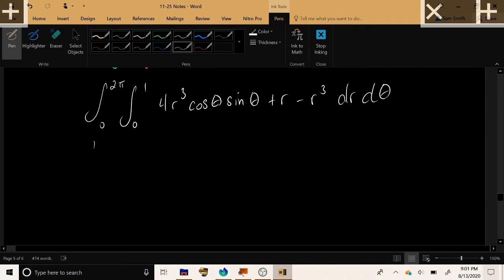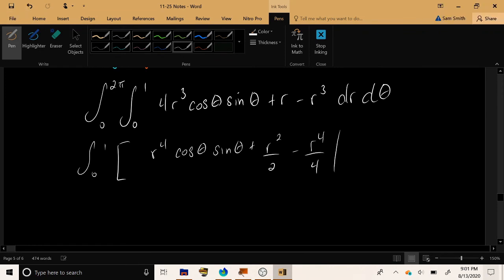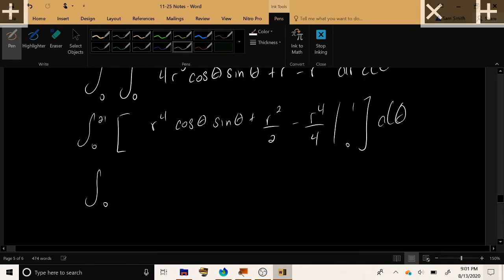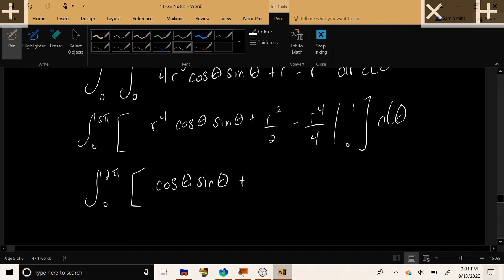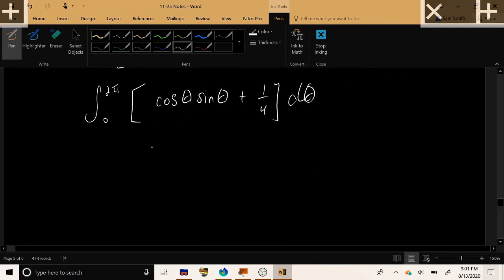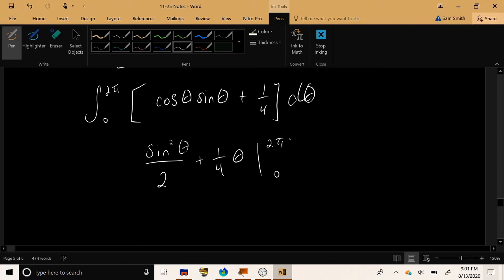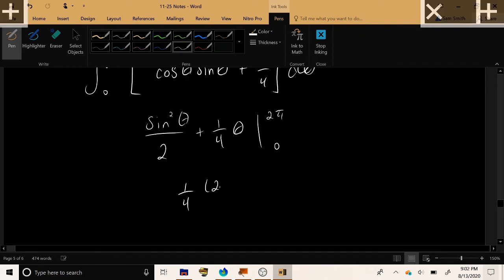Now integrating with respect to r, I get r to the 4th power cosine theta sine theta plus r squared over 2 minus r to the 4th power over 4. And plugging in those limits now gives me the integral from 0 to 2 pi of cos theta sine theta plus 1/2 minus 1/4, which is 1/4. Finally, integrating with respect to theta, if I use a u substitution, I get sine squared theta over 2 plus 1/4 theta evaluated from 0 to 2 pi, which works out to be 1/4 times 2 pi.